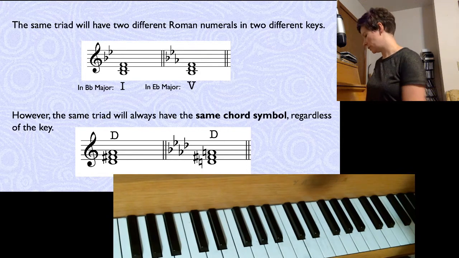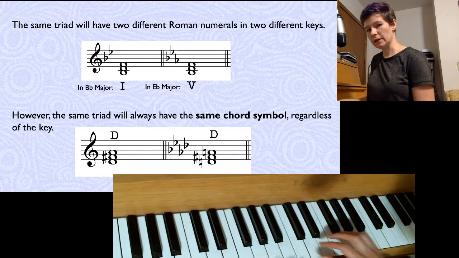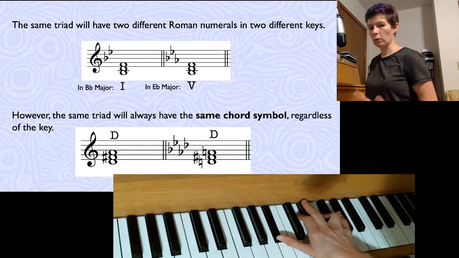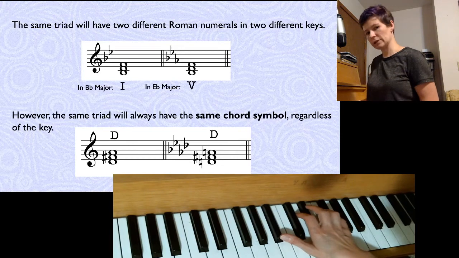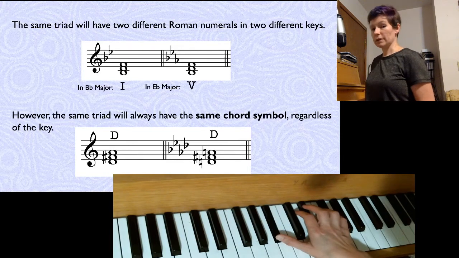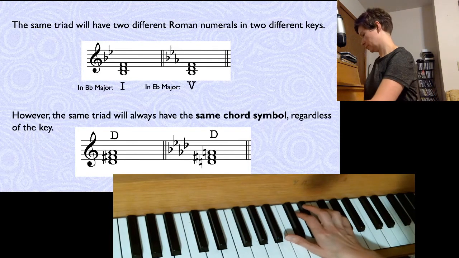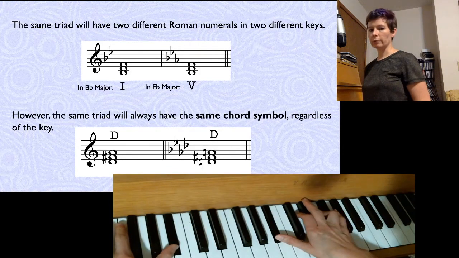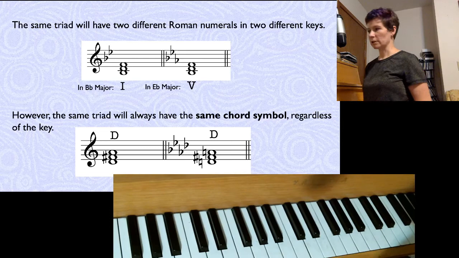So take this chord that you see here, B flat, D, and F. In my key of B flat major, I would call that a 1 chord because it's built on my first scale degree of B flat. If I were in the key of E flat though, then I would label it with a big Roman numeral 5 because it would be built on my 5th scale degree, my dominant, and it would have a very different job in that key.